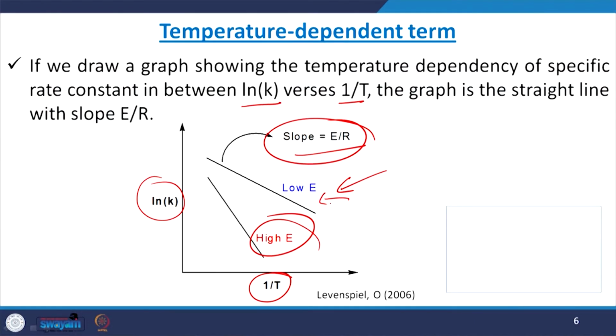Low slope with low activation energy, and high slope with high activation energy. So, the reactions are highly temperature sensitive with high activation energy, and low temperature sensitive or insensitive with low activation energy. The reactions are sometimes more temperature sensitive at low temperature than at high temperature, and the value of the frequency factor is sometimes temperature insensitive.